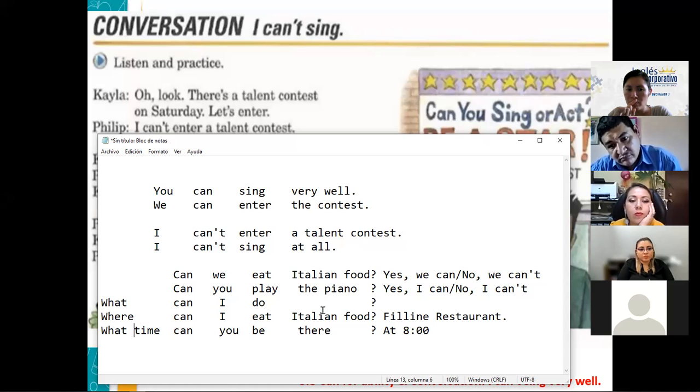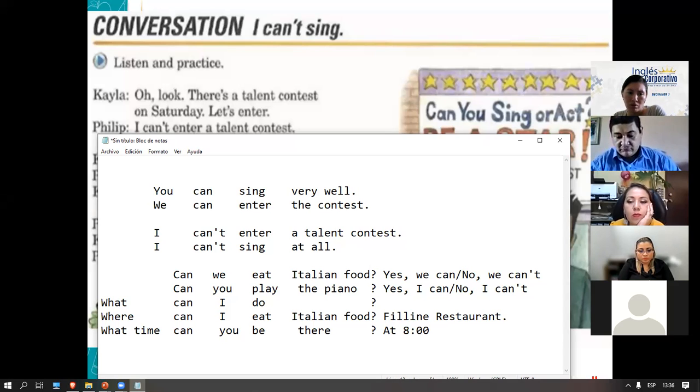Ajá, vale. Entonces, pero si le ponemos la WH y preguntamos when, de dónde, cuándo y a qué hora podemos comer alimentos italianos, por decirlo algo. Comida italiana. ¿Se puede? Pregunto yo. Poner when and what time can we eat Italian food? Doble pregunta en una sola oración.